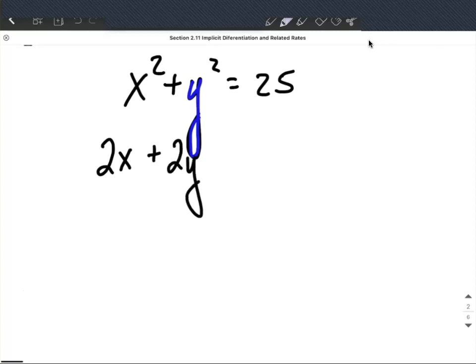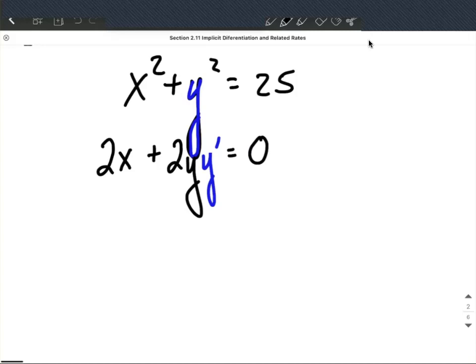But being that our variable was y here, we want to include a y prime next to this, or a dy/dx, indicating the derivative of y with respect to x. That was just the power rule on the y squared. On the right-hand side, the derivative of 25 is going to be 0 because it was a constant.